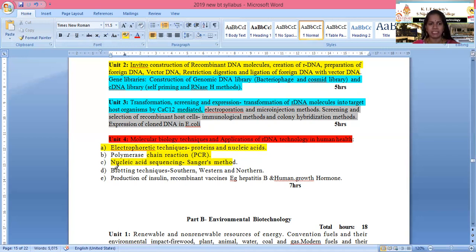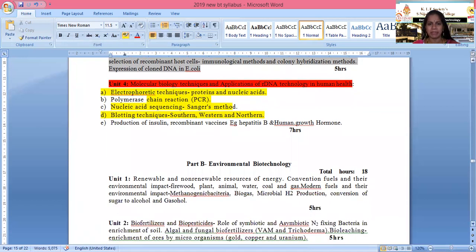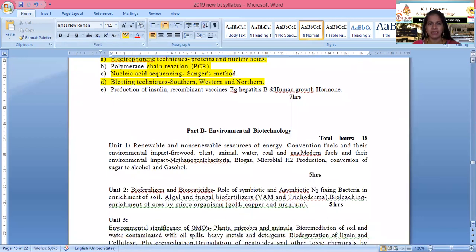Now coming to blotting techniques. In this you are going to study three blotting techniques: Southern blotting, Western blotting, and Northern blotting. Southern blotting is meant for DNA separation, Western blotting for protein separation, and Northern blotting for RNA separation.